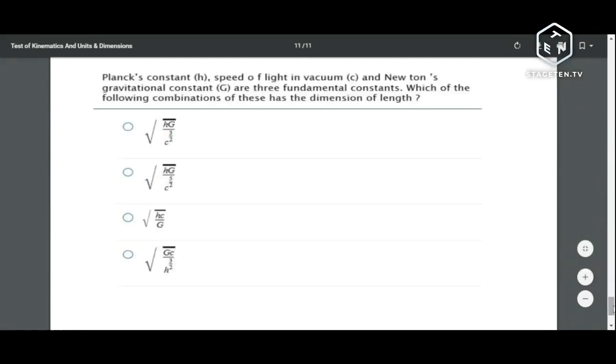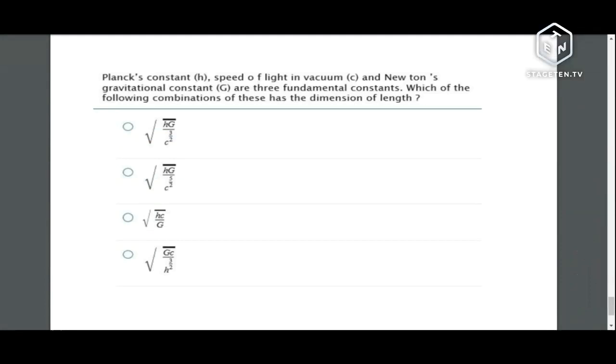So here it says that Planck's constant h, speed of light in vacuum c, and Newton's gravitational constant G are three fundamental constants. Which of the following combinations of these has the dimension of length? So you basically need to tell which combination has the dimension equal to the dimension of length. You need to work out all these and then tell which is equal to the dimension of length here.